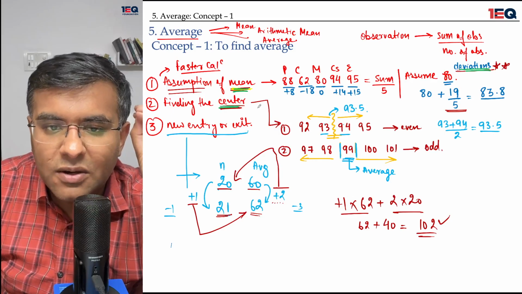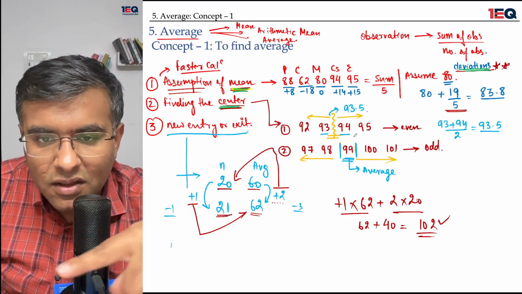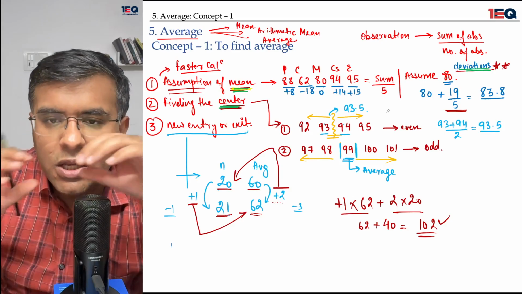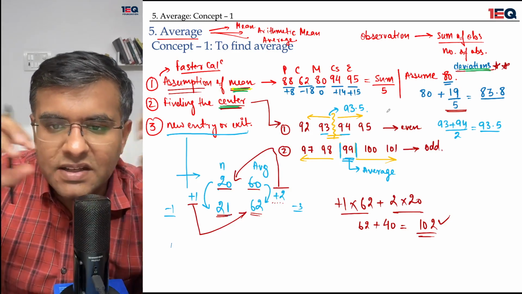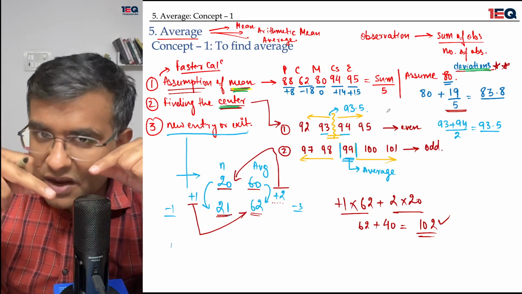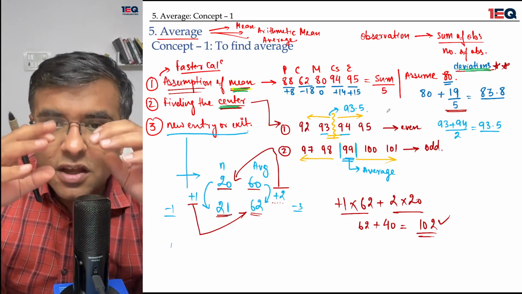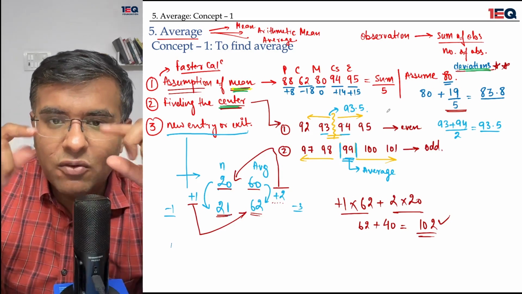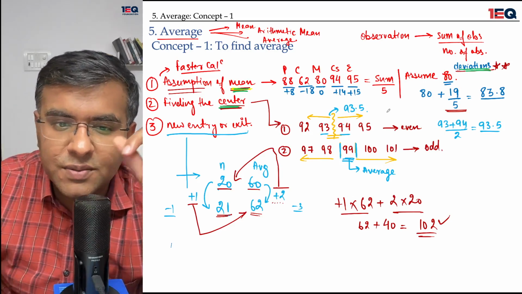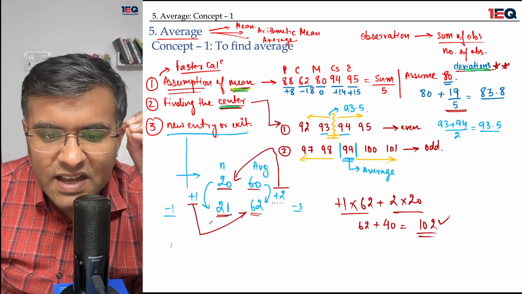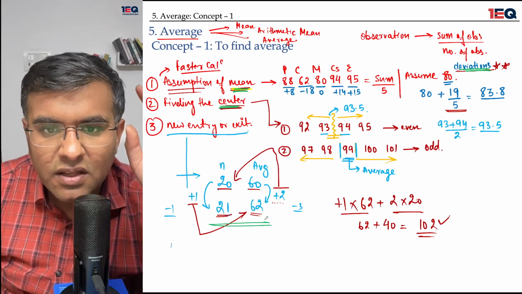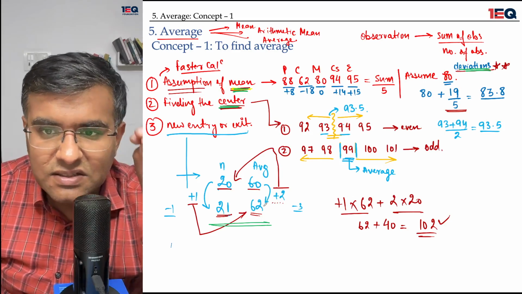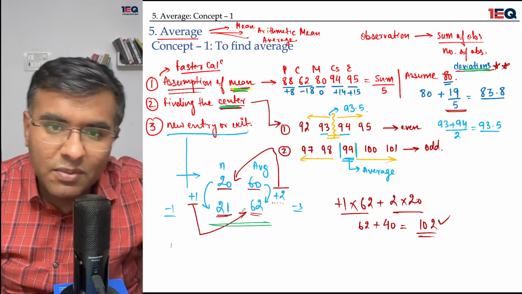Then you have to find out the center whenever you get a question of series. Okay, you have to split the entire series into two equal parts, and if you have a number in the center, then that is the mean. If you don't have the number in the center, you have to find out the mean of the two corner terms. Then new entry or exit, this has been used extensively, and this is going to save you from multiple issues.